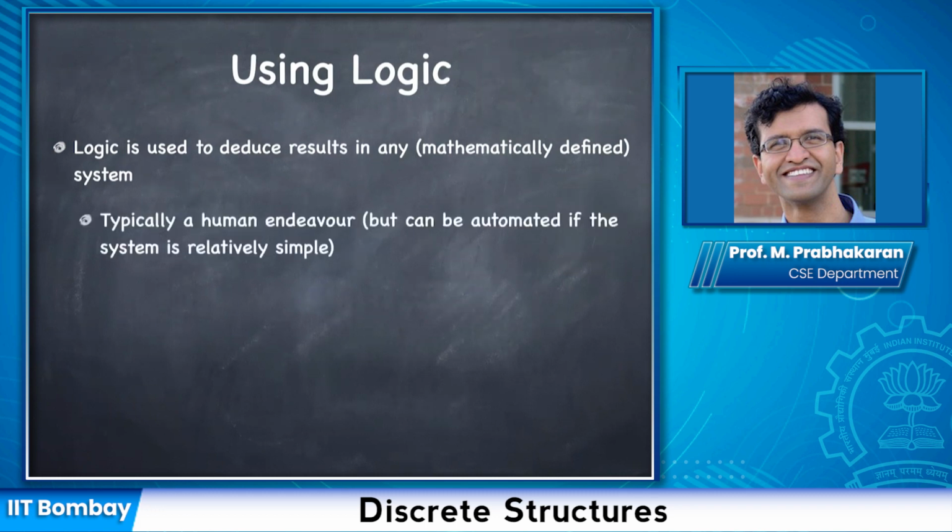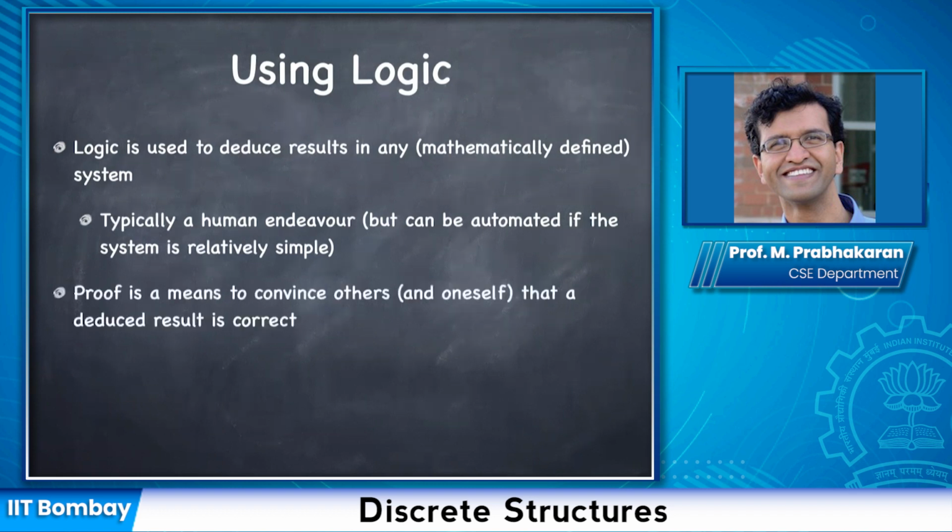And typically we think of using logic to make these deductions as a human endeavor, though it can be automated when the system is relatively simple. And the proof is something that accompanies this deduction as a means to convince others and even yourself that what you deduced is a correct result.